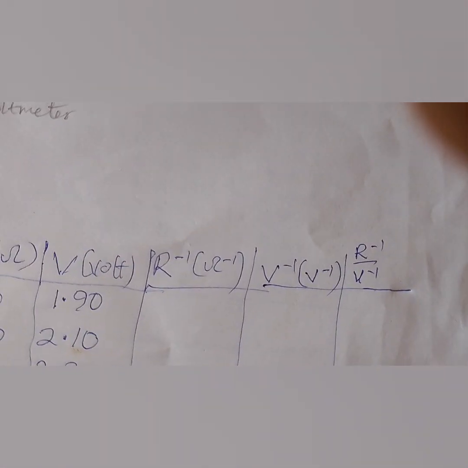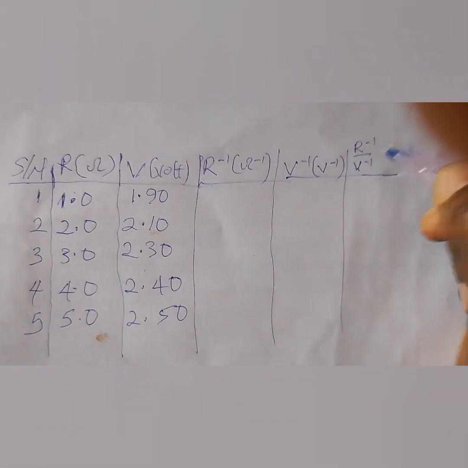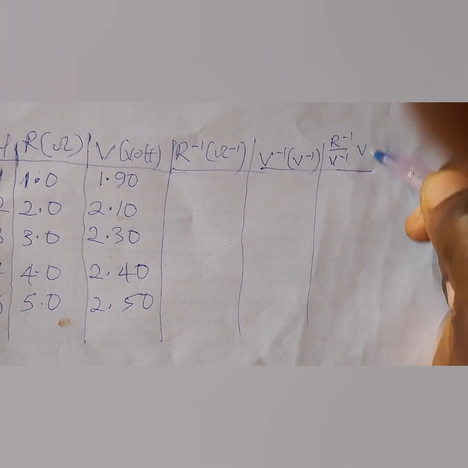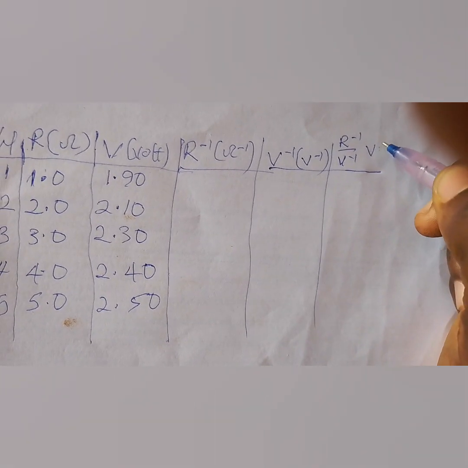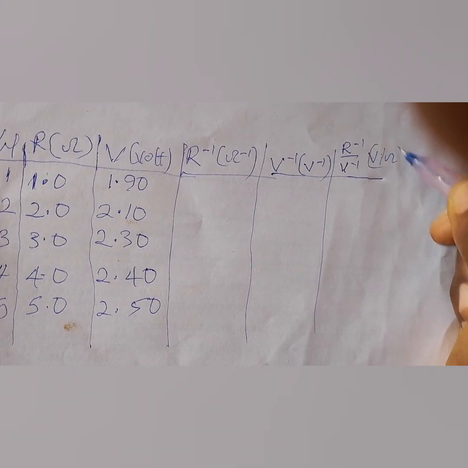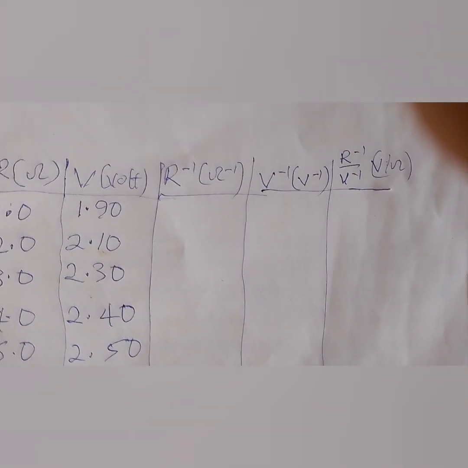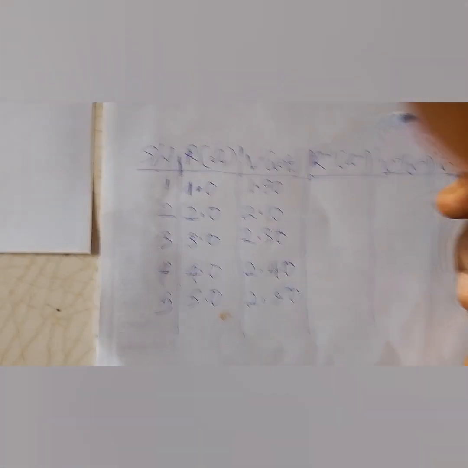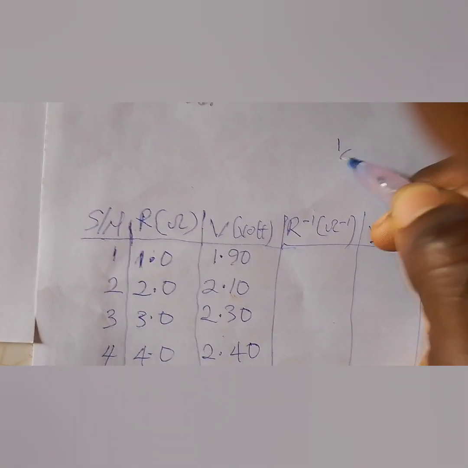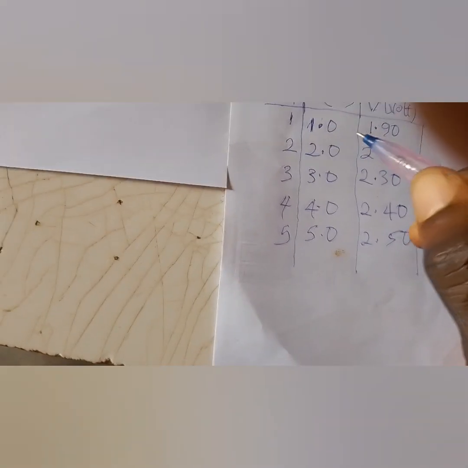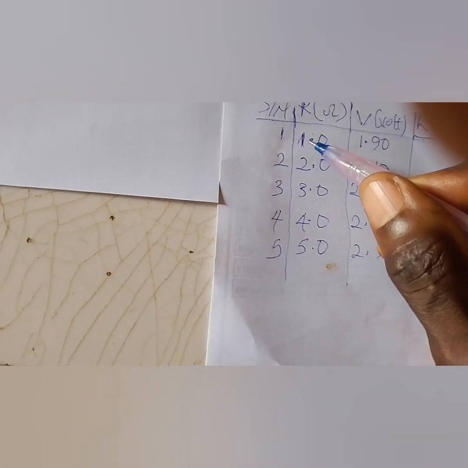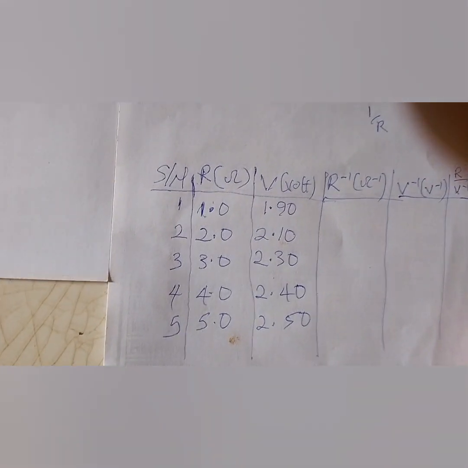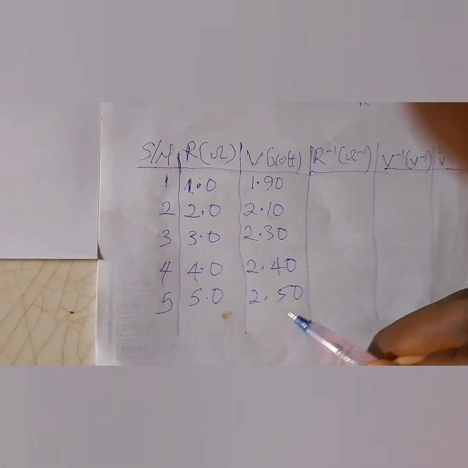R inverse over V inverse, the unit will be volt per ohm. Now this R inverse is the same thing as 1 over R. So any value you get in this place, 1 divided by 1, you write it. 1 divided by 2, in that order. Did you understand that? Until you get to the final. Likewise, that of V.